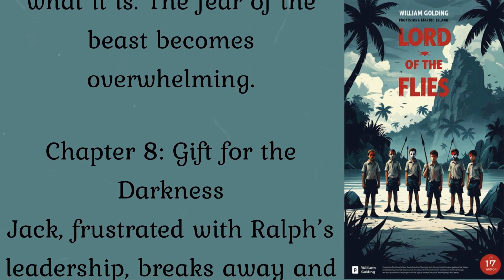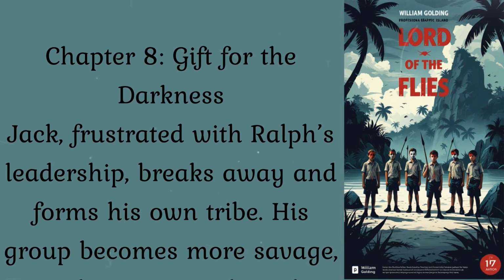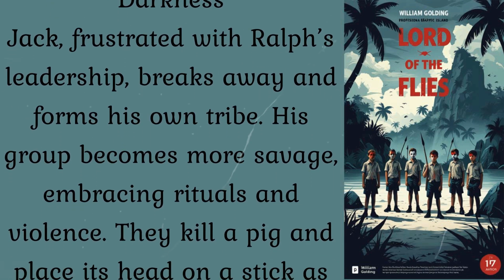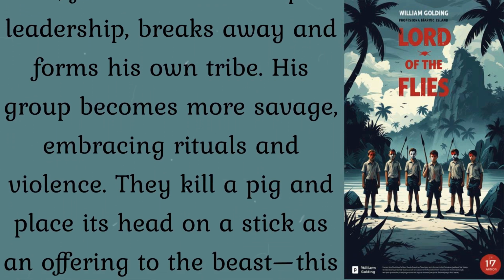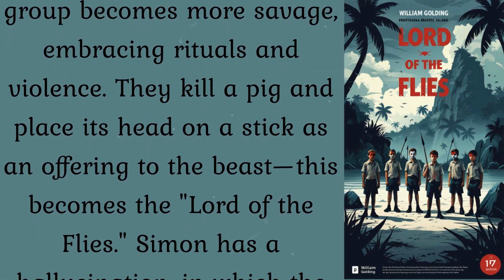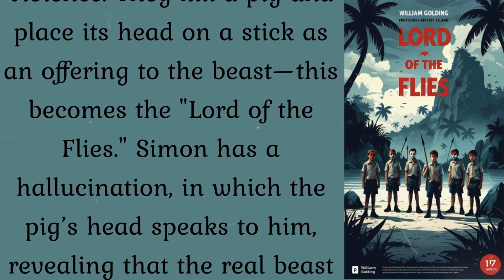Chapter 8. Gift for the Darkness. Jack, frustrated with Ralph's leadership, breaks away and forms his own tribe. His group becomes more savage, embracing rituals and violence. They kill a pig and place its head on a stick as an offering to the beast. This becomes the Lord of the Flies.